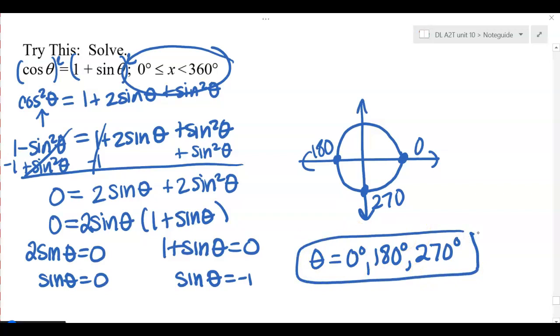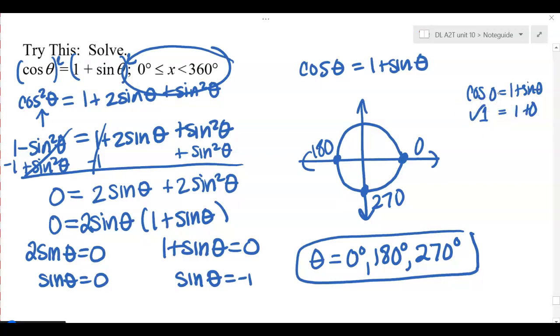And for these ones, you might just want to double check because you did square the equation, and when you square it, sometimes you lose track. So because we squared the equation, it could have made extraneous solutions. So let's just double check. When we plug in 0, cosine of 0, does it equal 1 plus sine of 0? So cosine of 0 is 1. Sine of 0 is 0. 1 does equal 1 plus 0.